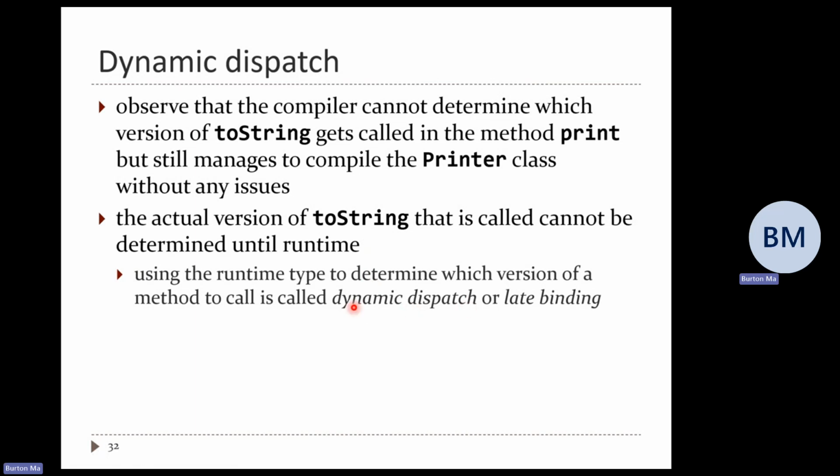That has a special term called dynamic dispatch, or late binding. These both mean the same thing. Dynamic means it happens at runtime and not at compile time. Dispatch means which method actually gets called. Late binding means the same thing: late means at runtime, and binding means which method actually gets called when the method is run.